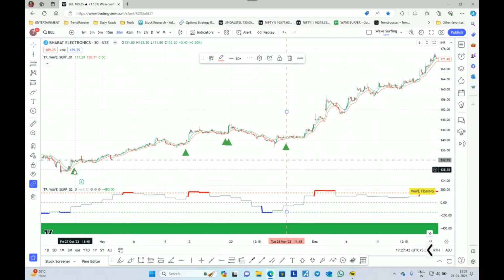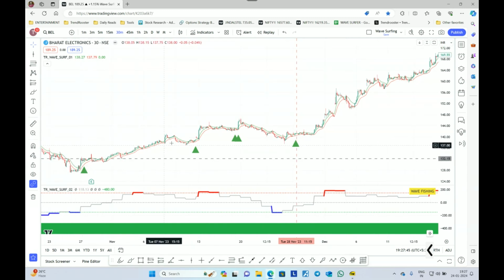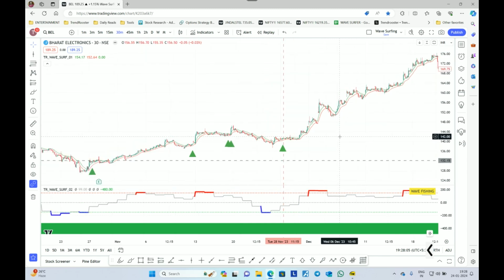So this is where we entered bottom fishing, and we are already in profit, and we switch to wave fishing and look for an A1 entry in wave fishing. So this is the entry. So since you're already in profit in bottom fishing, you are scaling in with the help of wave fishing. Okay, that's all it is. It's very simple, but it's very effective.